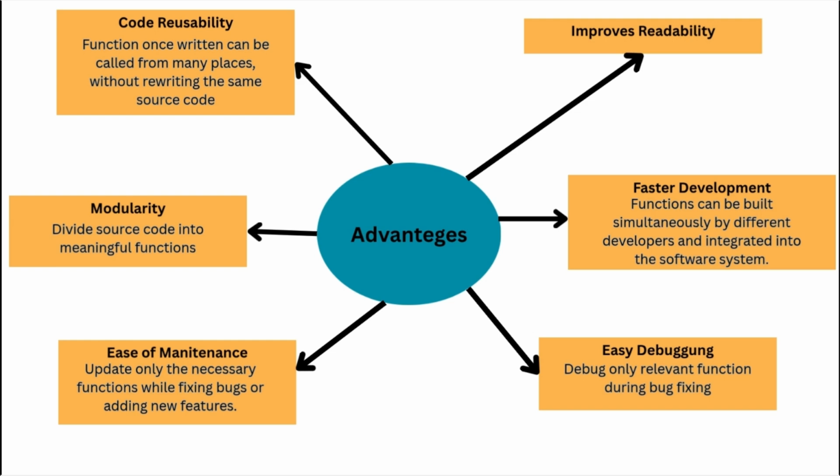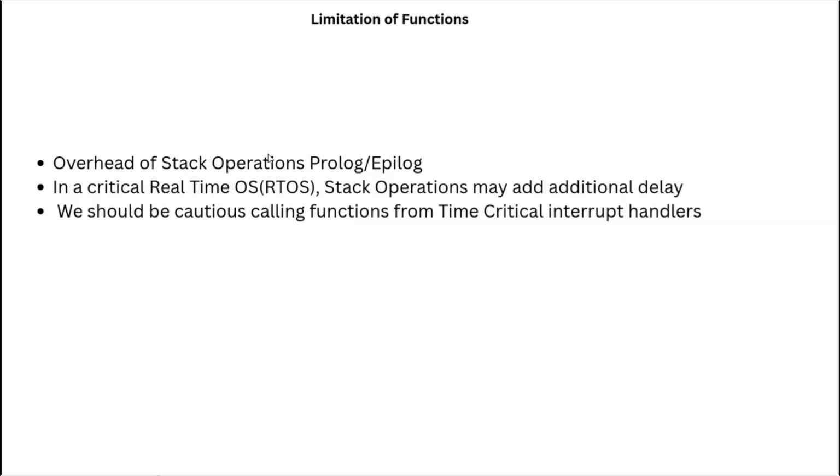Let's start. First we will start with the limitations. The main limitation is the stack operation. In the earlier tutorial we discussed what happens when a function executes. It involves a lot of stack operations, prologue and epilogue, that add some delay.